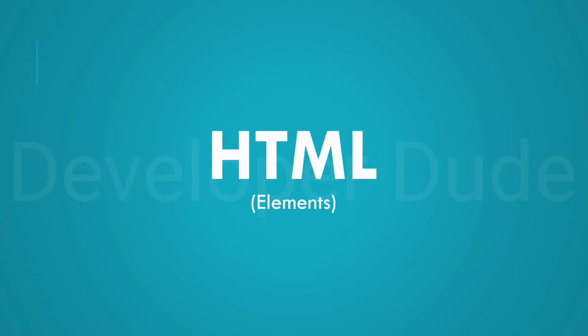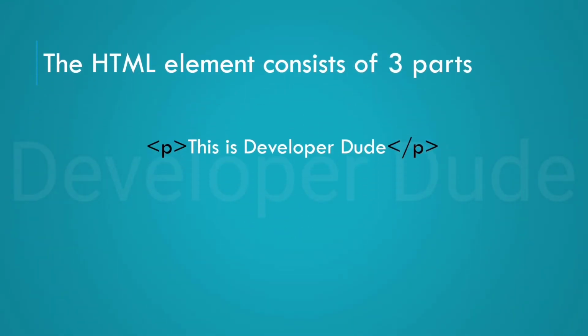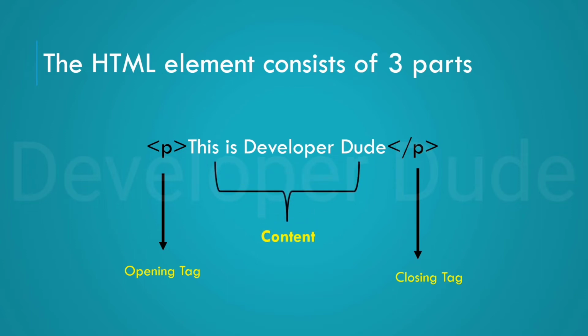An HTML element is the collection of start and end tags with the content inserted in between them. The HTML element consists of three parts. Opening tag. It is used to tell the browser where the content material starts. Closing tag. It is used to tell the browser where the content material ends. Content. It is the actual content material inside the opening and closing tag.